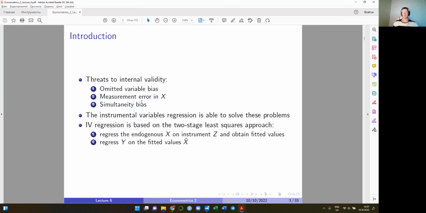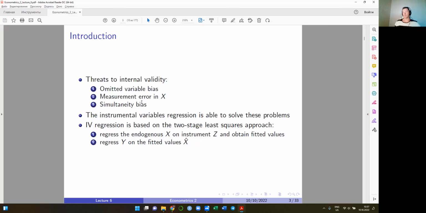Of course, if you simply regress income on education, you will have omitted variable bias and you have a lot of problems. Why? Because first of all, okay, you can measure education correctly, but there might be simultaneity bias. So maybe if you earn more, you also can afford later on to study, to get some additional degree and so on. In principle it's possible.